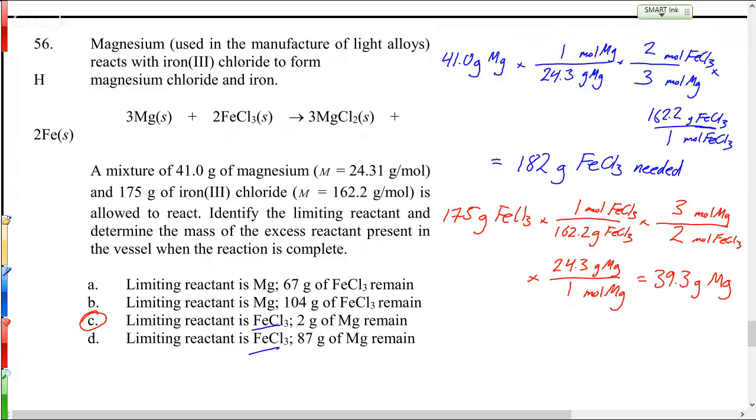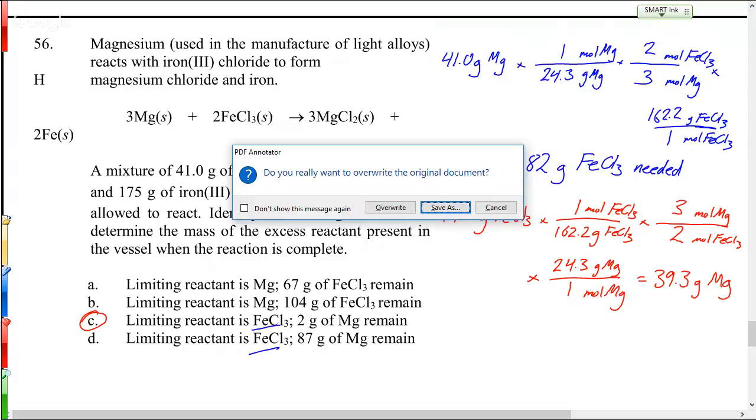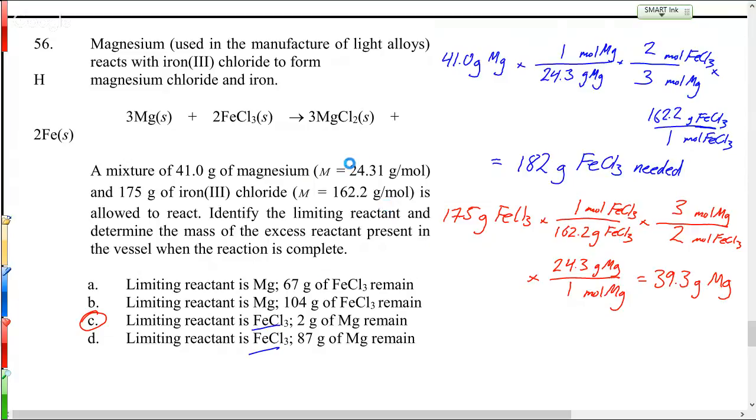Yeah, we only started out with 41 grams, so we couldn't magically make a bunch more magnesium at the end. So the only one that would make sense would be C, that there would be 2 grams remaining. See how that helps us, saves us a couple minutes. Not a big deal, we can always do that calculation. But all right, let's stop there and take a break, and then we'll come back and look at some other stuff.